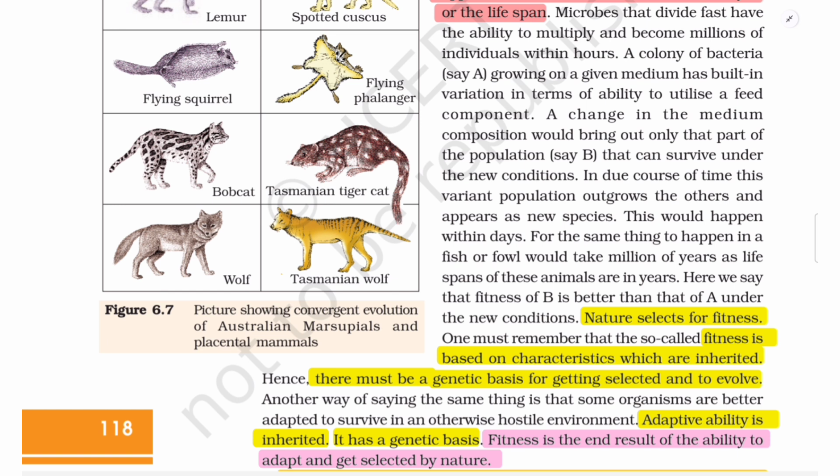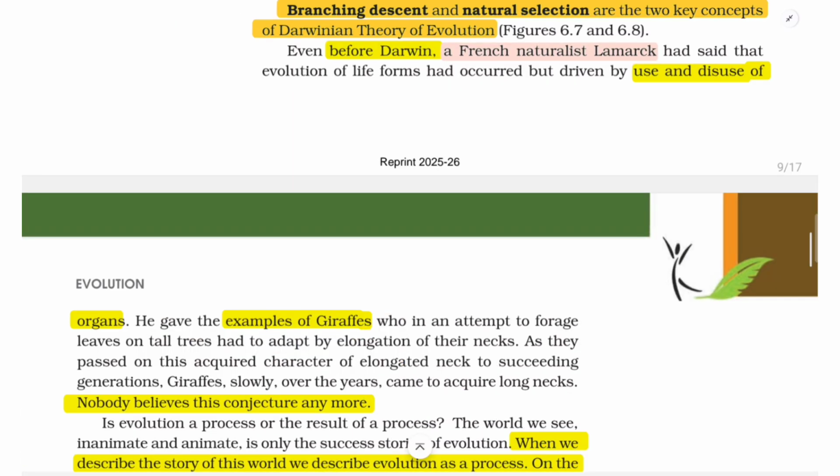Another way of saying the same thing is that some organisms are better adapted to survive in an otherwise hostile environment. Adaptive ability is inherited, it has a genetic basis. Fitness is the end result of the ability to adapt and get selected by nature. Branching descent and natural selection are the two key concepts of Darwinian theory of evolution, Figure 6.7 and 6.8.